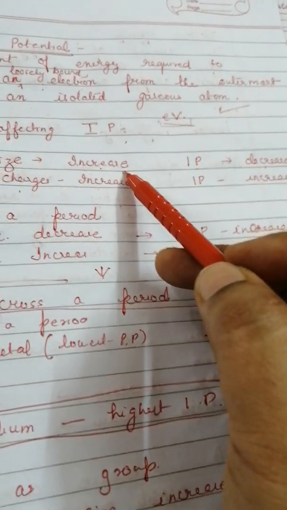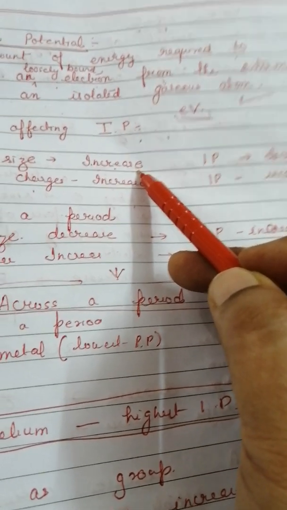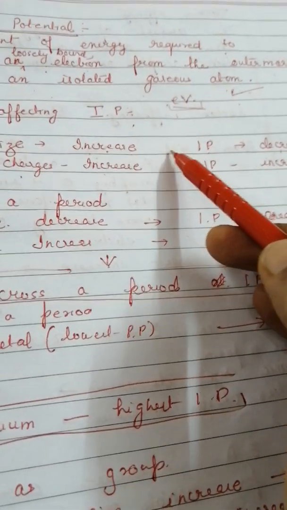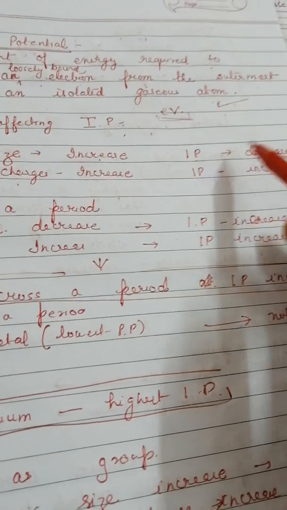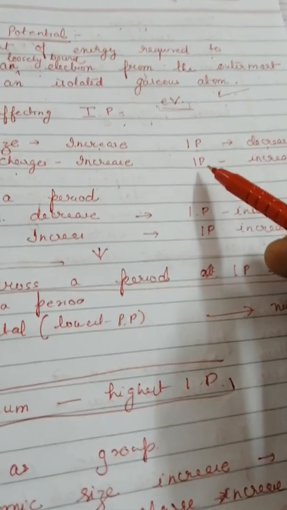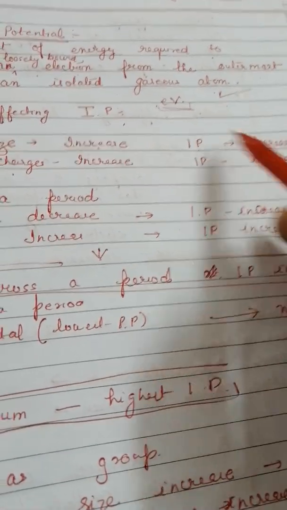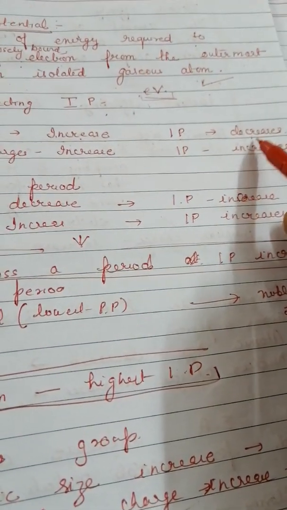As the size increases, if the atom has a greater size, there will be less force of attraction on the outer electrons, so the electron can easily be lost. Like in the case of metals, they have a larger atomic size, so they can easily lose electrons because they have low ionization potential. So if the size of the atom is more, ionization potential will be less.